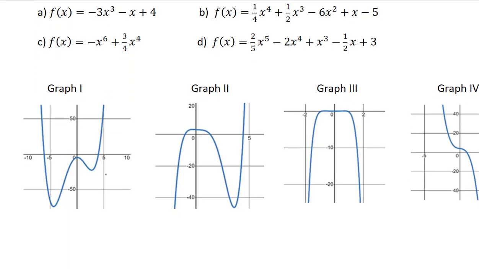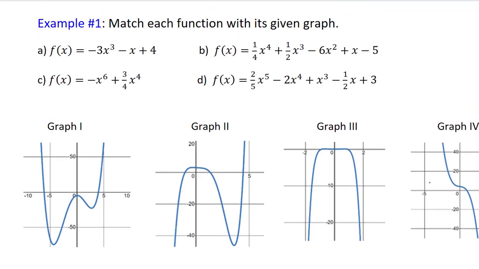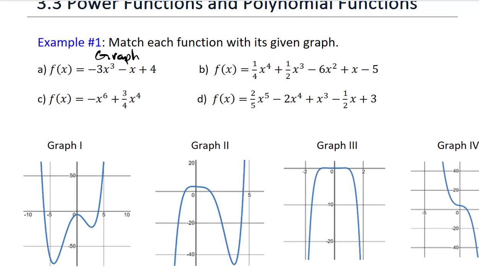So we're looking for a graph that behaves like that. The left rises and the right falls. So graph 4 is the best match for this function.